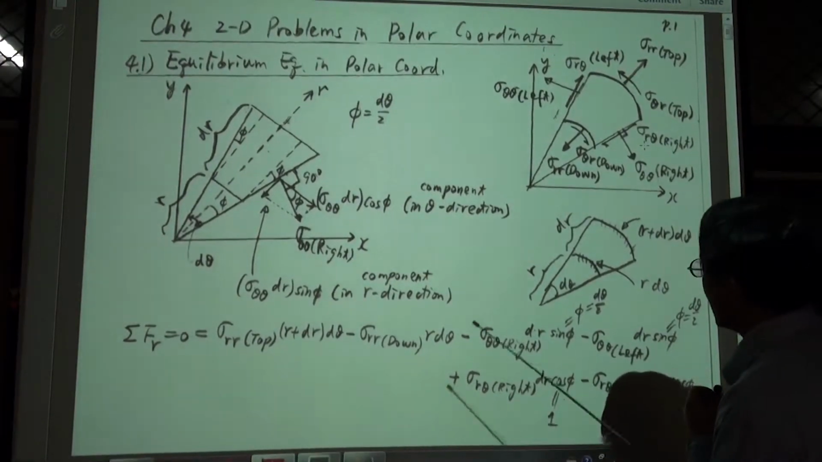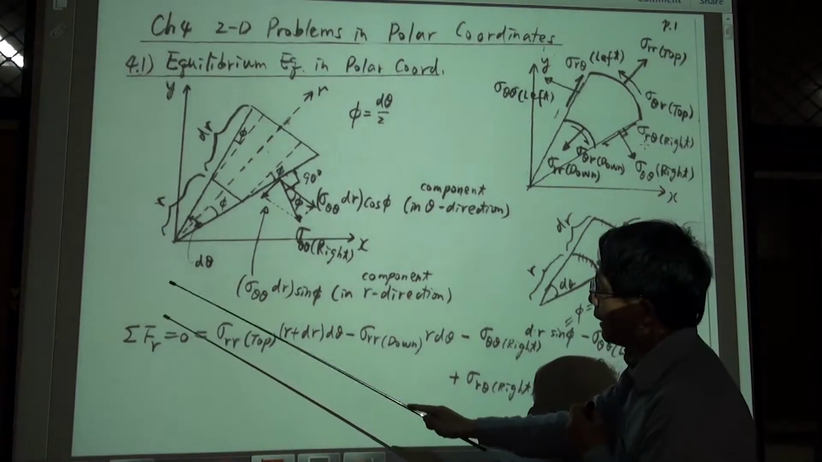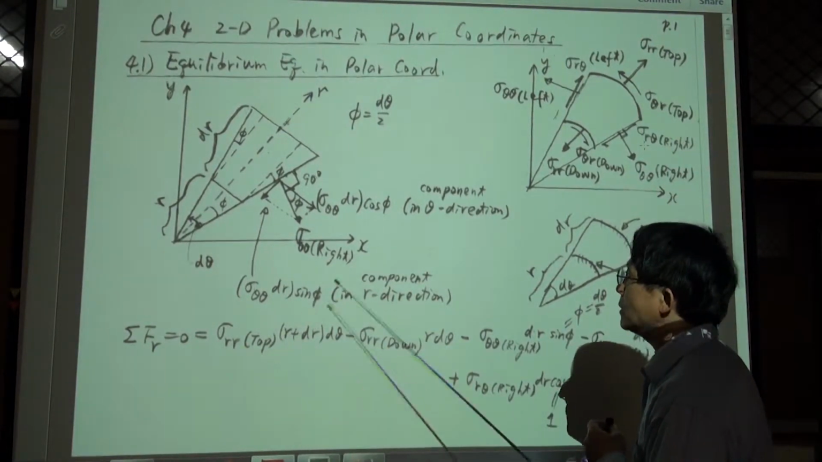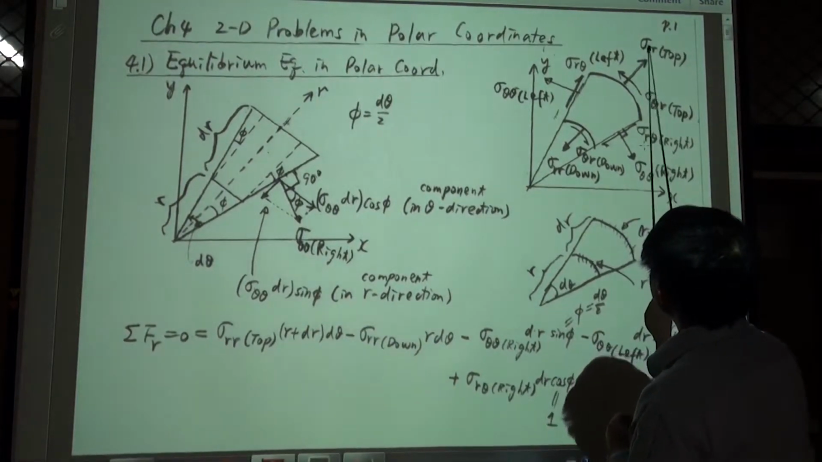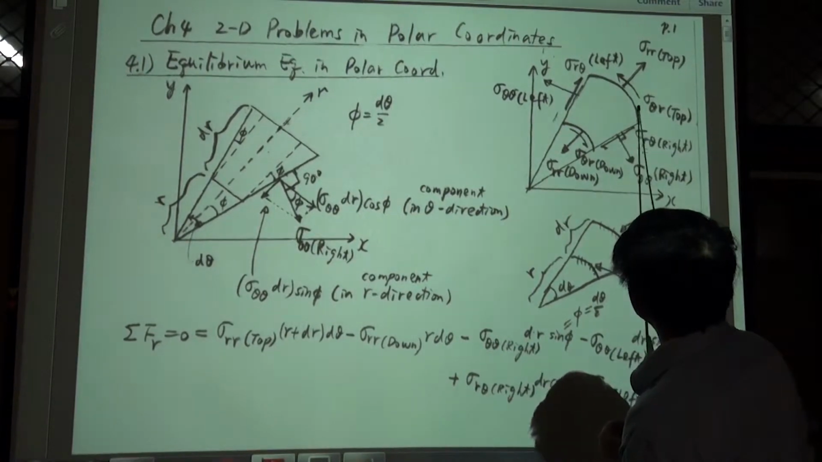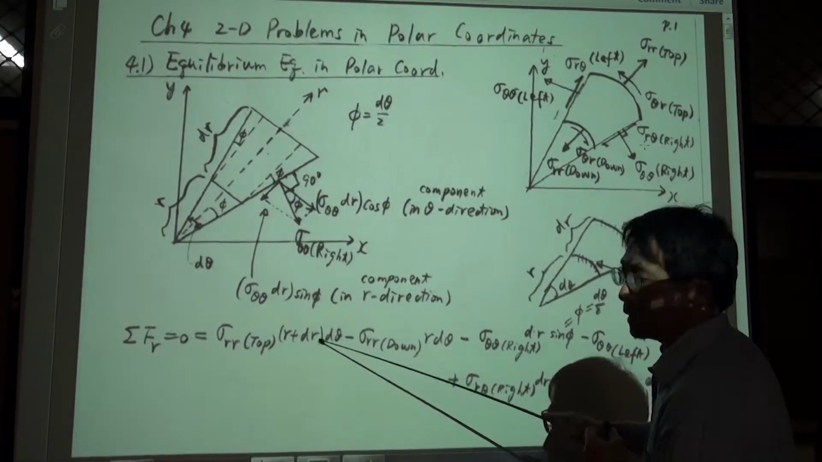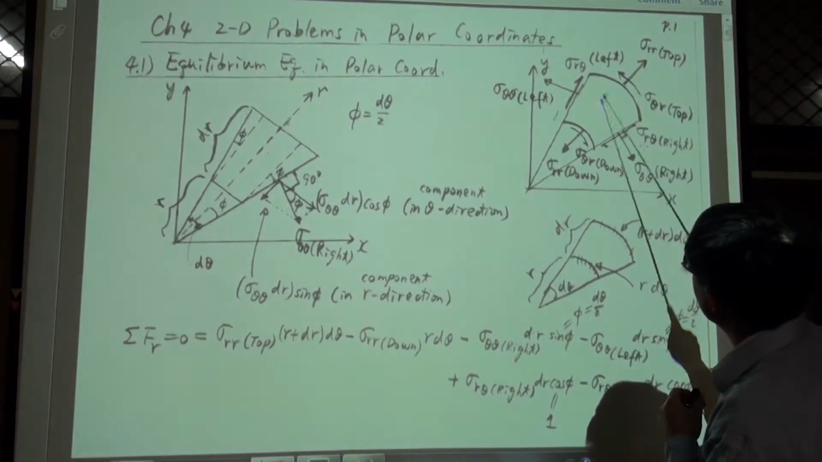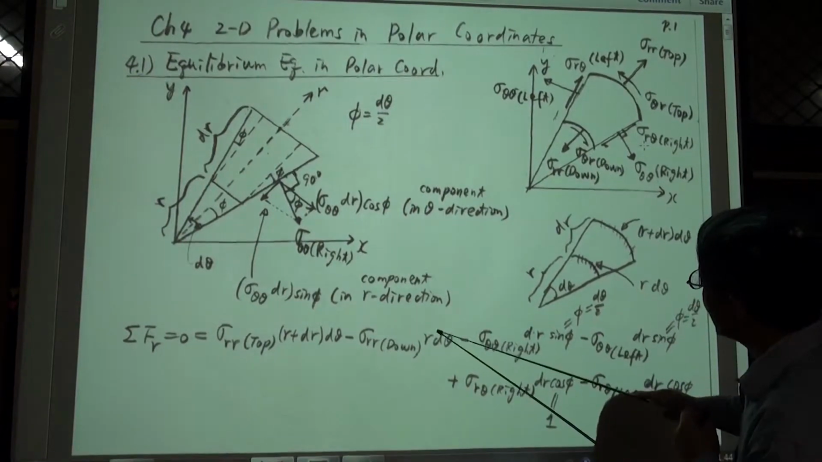Okay. If you understand this, now we can consider the equilibrium relation. See, we have this one, the equilibrium relation in the r direction. First, we consider this component, sigma rr at the top, multiplied by the arc length here, the arc length we had illustrated before. And then also this component minus this component, times the arc length. Okay.